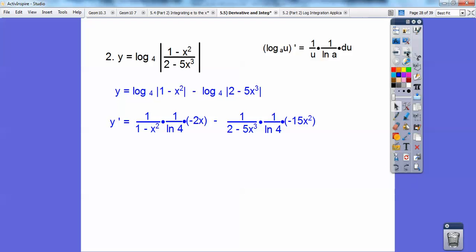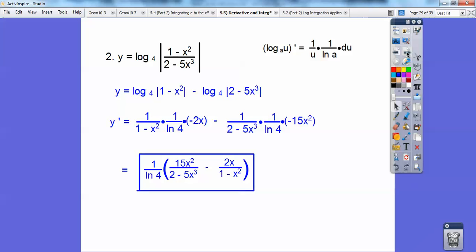All right, and then clean it up. When I clean it up, I pulled out the 1 over the natural log of 4 right here. And then this negative and this negative made it a positive, so I just wrote that one first. It looks a little bit cleaner if you have the negative part second. So anyways, that's the answer. It's not hard, you guys.